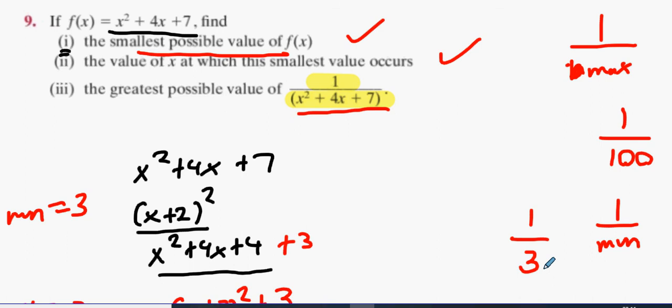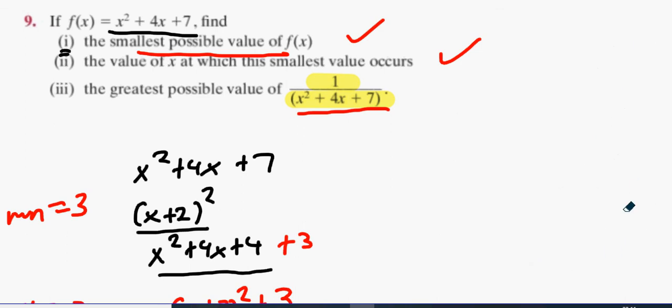Exactly. So in order for the biggest value of a fraction, you need the smallest denominator possible. We need a minimum denominator. What is the minimum denominator? We have it over here. 3. It's the same denominator, isn't it? So the answer should be 1 over 3. That's the biggest value possible.